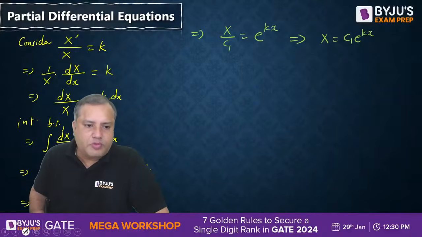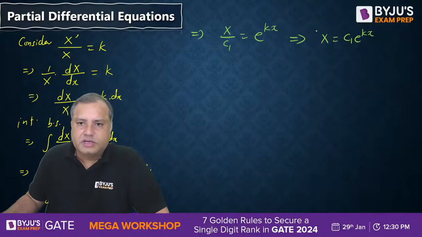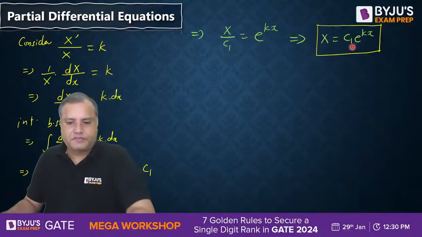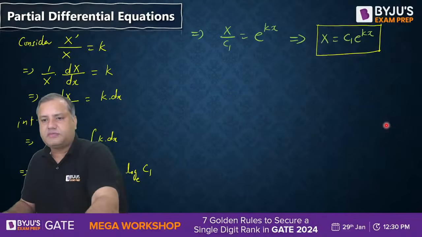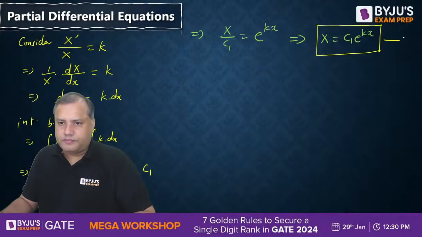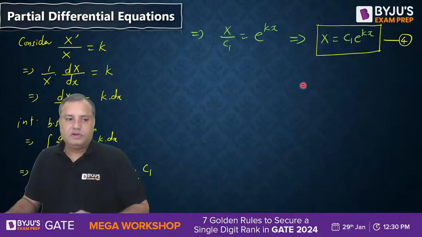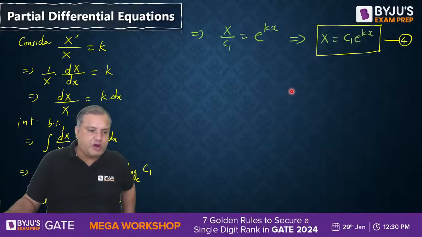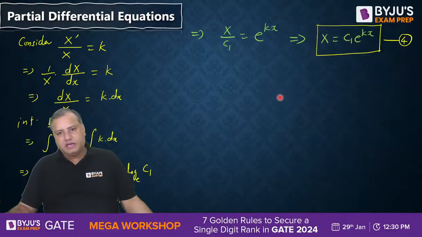Now you tell me, how many of you understood this? So we have got one solution. This is equation number 4. We have got one solution.